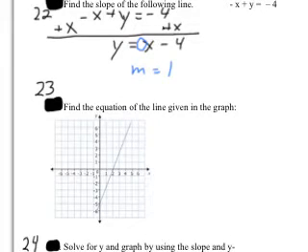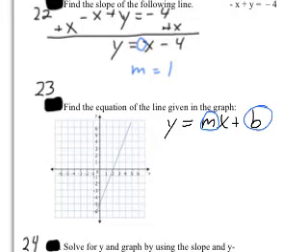Number 23, find the equation of the line given in the graph. So now remember our slope-intercept form. Y equals mx plus b. M is our slope, b is our y-intercept. So let's find the y-intercept. Here it is. It's a -5 on the y. So -5.